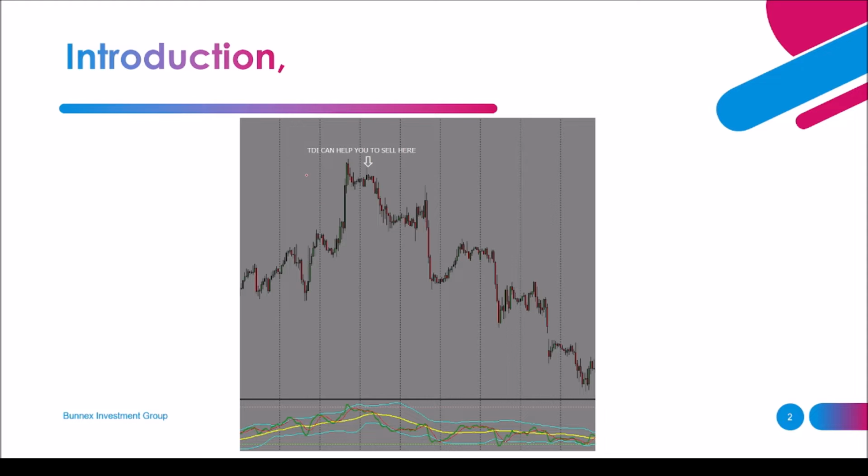Did you know that the TDI indicator can help you sell at these particular points within the markets, right on the tops and bottoms? As you can see, this is an example that was actually taken from a TDI strategy that we'll talk about in this video. So sit back, relax, and have somewhere to write and take some notes.